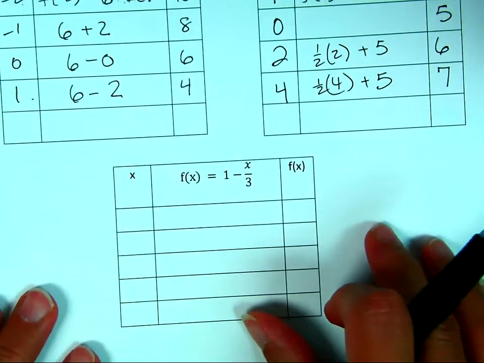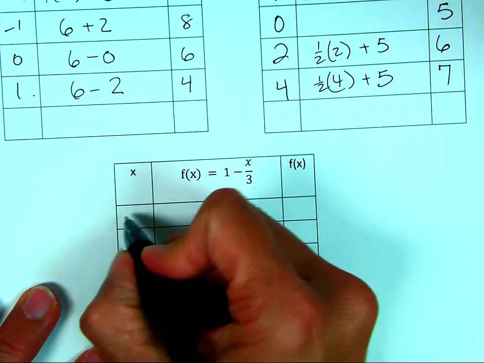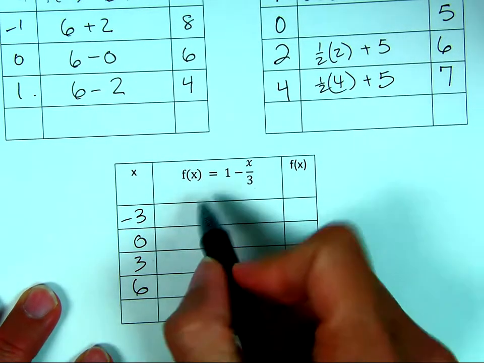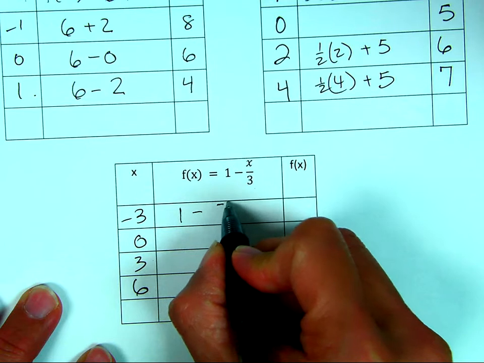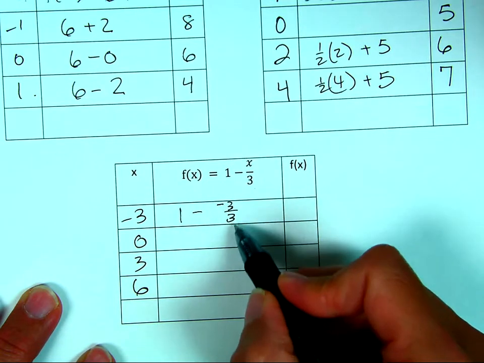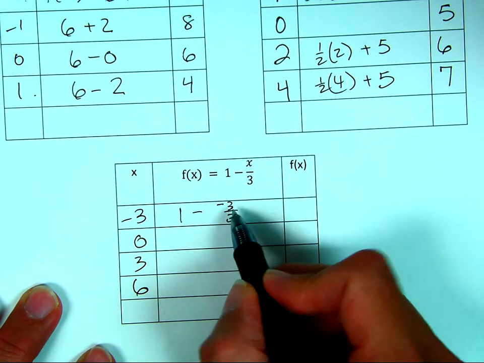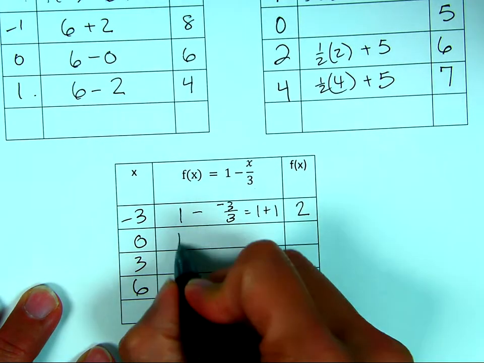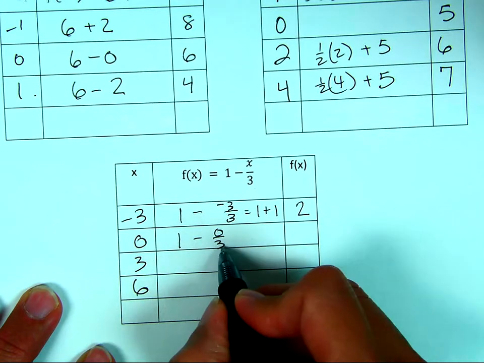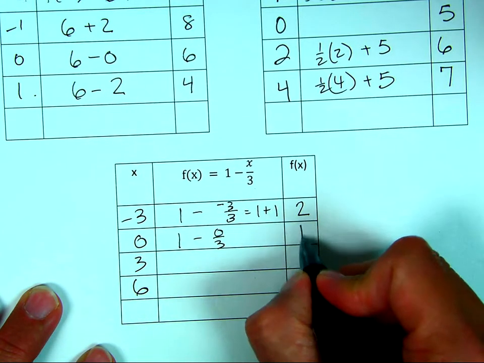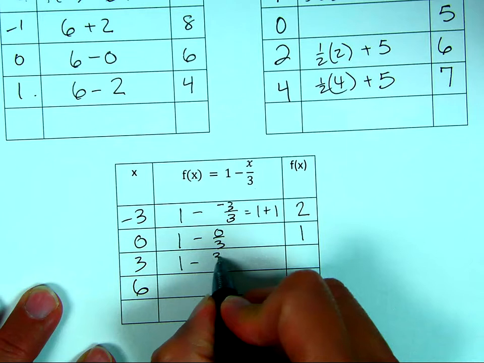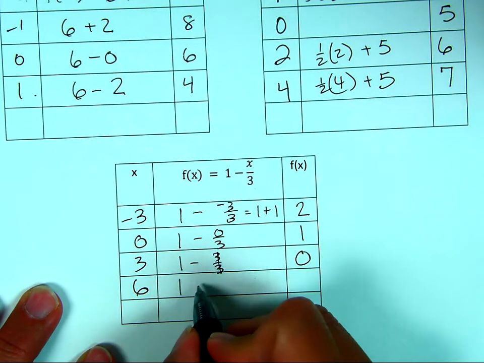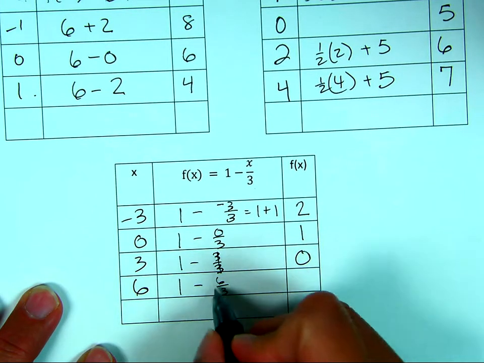For example, on this one, it has divided by 3. So I'll say, hey, why don't I just use multiples of 3? Why don't I just use those numbers? Because when I do, I won't get the decimal. So if I put a -3 over 3, that's a -1. So 1 minus a -1 is the same as 1 plus 1, and that gets me a 2. Or if I say 1 minus 0 over 3, that's 1 minus 0. What's 1 minus 0? 1. And then I can say 1 minus 3 over 3, that's a 1. So 1 minus 1 is 0. And I could say 1 minus 6 over 3, and that's 1 minus 2, which is a -1.